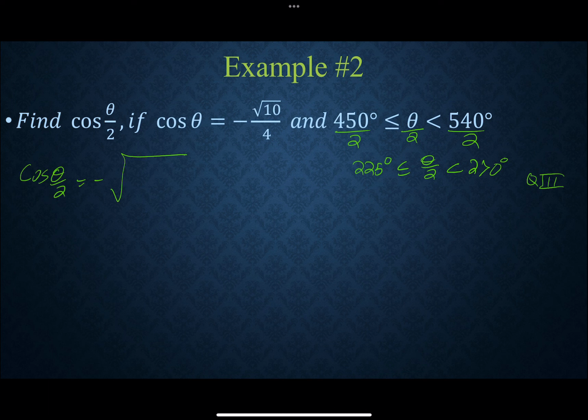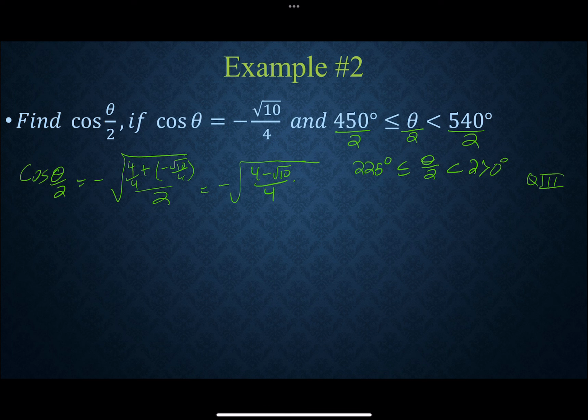So we have our negative square root, we have our 1 plus cosine theta, so it's 1 plus the negative root 10 over 4, all divided by 2. Now, unlike the previous one, we're not going to be able to actually combine the 1 and that negative root 10 over 4, but we can rewrite the 1 as 4 over 4, and then get a common denominator. So that's our common denominator. We can combine them to a single fraction, 4 minus root 10 over 4.